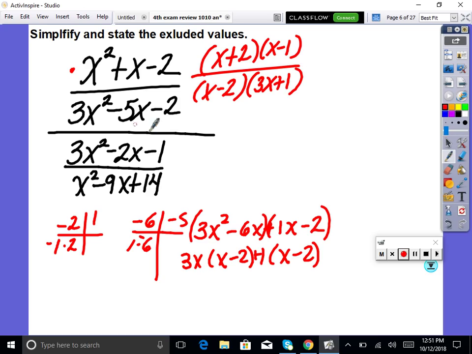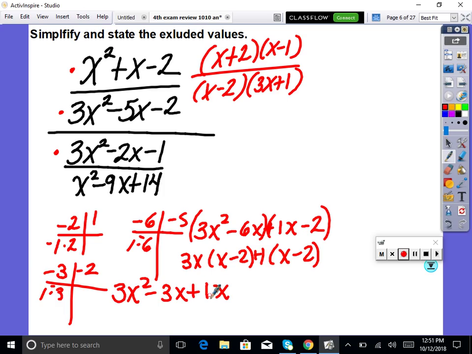Then we have to factor this. Looks like it's going to be long factoring. Now I'm doing this: what multiplies to be negative 3 and adds up to be negative 2? 1 times 3, negative 3. Long factoring again: 3x squared minus 3x plus 1x, and then we have a minus 1. Factoring by grouping, so we'll pull out 3x, left is x minus 1. Pull out positive 1, left is x minus 1.